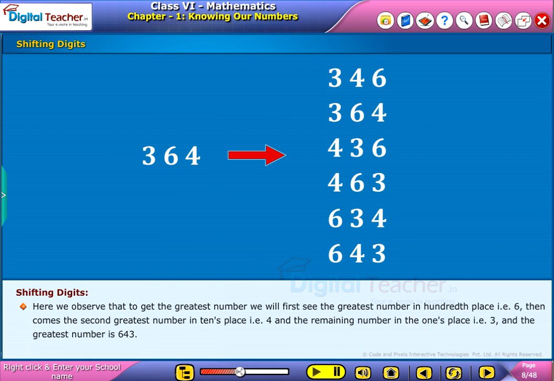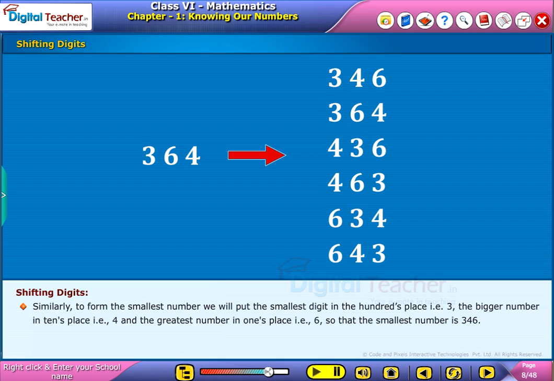Here we observe that to get the greatest number, we will first see the greatest number in hundreds place, that is 6, then comes the second greatest number in tens place, that is 4, and the remaining number in the ones place, that is 3, and the greatest number is 643. Similarly, to form the smallest number, we will put the smallest digit in the hundreds place, that is 3, the bigger number in tens place, that is 4, and the greatest number in ones place, that is 6, so that the smallest number is 346.